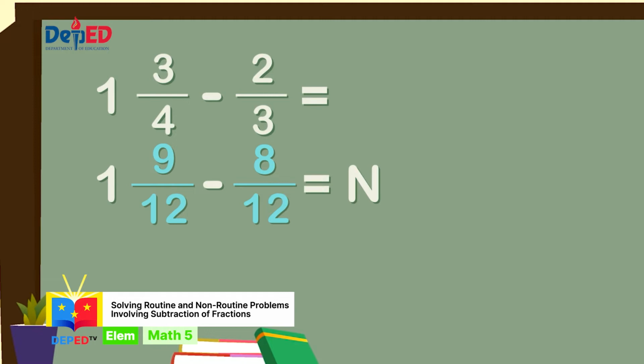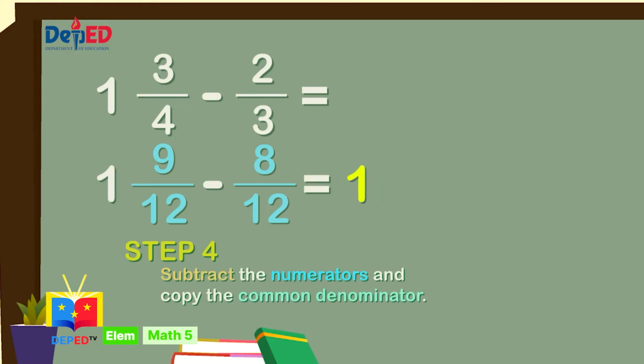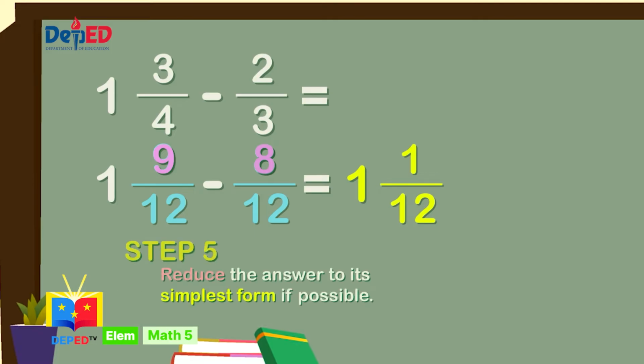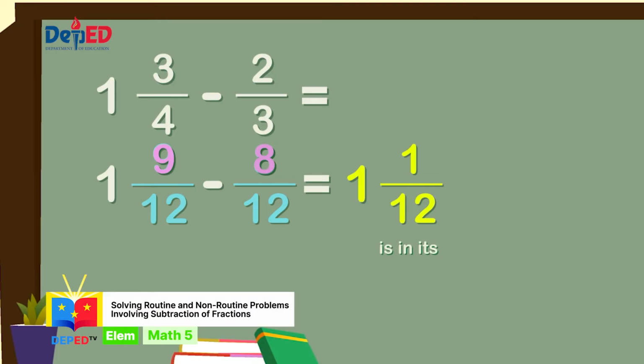Since we already have the same denominator, we can proceed to step 3. Copy the whole number. In this case, the only whole number is 1. Step 4. Subtract the numerators and copy the common denominator. 9 minus 8 equals 1. Thus, our final answer is 1 and 1 twelfth. Step 5. Reduce the answer to its simplest form if possible. 1 and 1 twelfth is already in its simplest form.